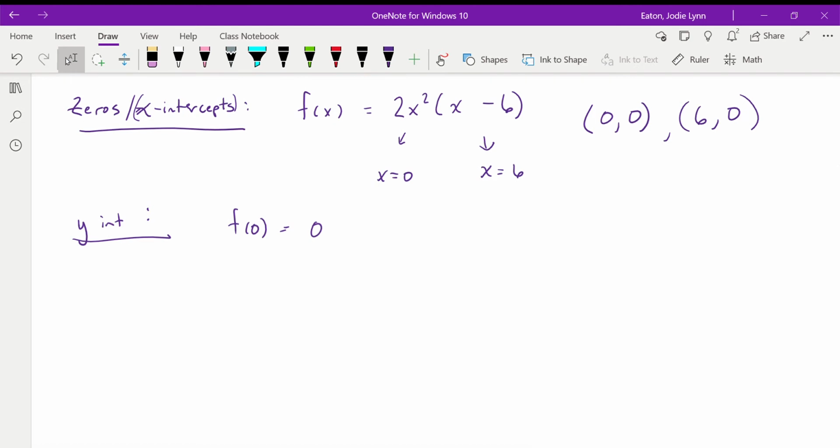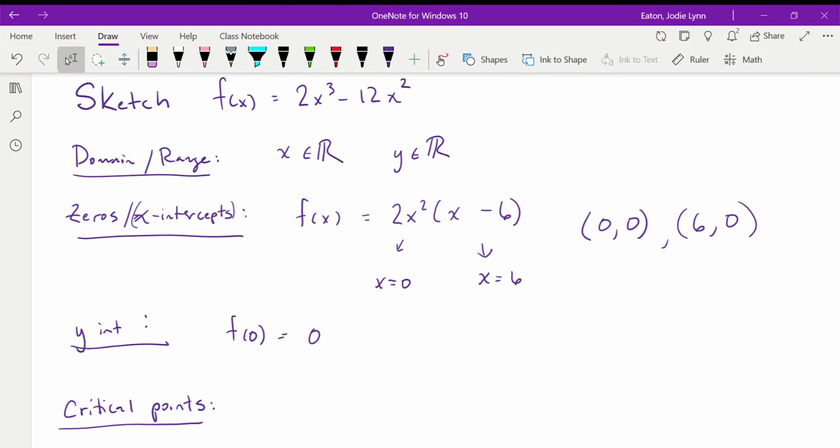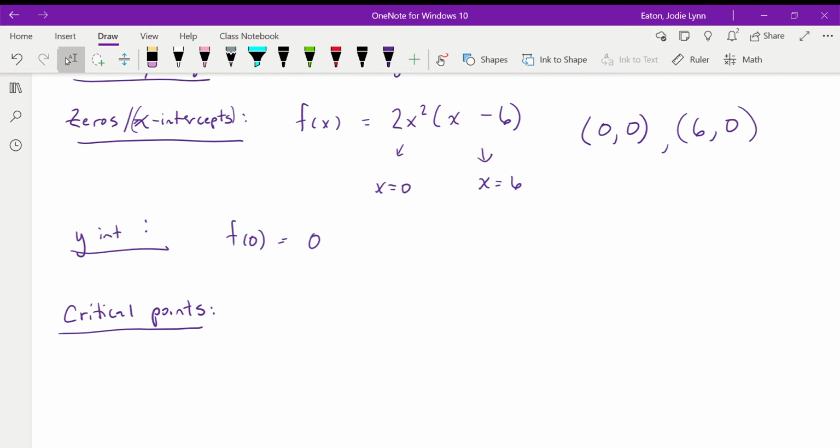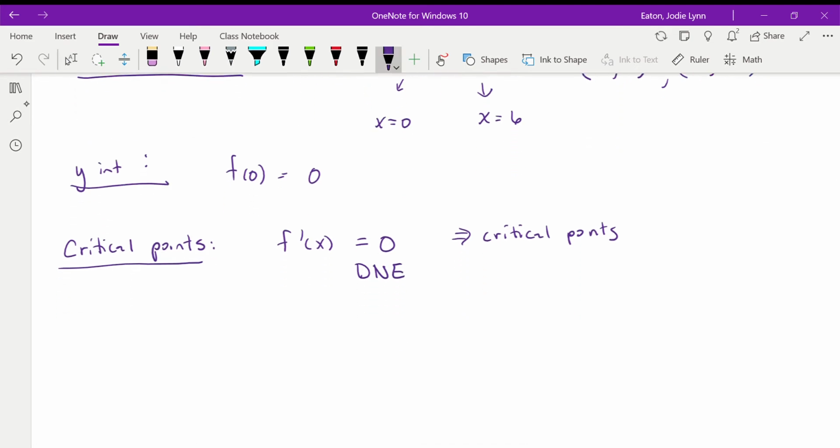Entering the calculus stuff, the next thing we're going to look for is critical points. The way we're organizing this is we're looking at things that involve the function, f of x. Now we're going to look at what we can discover by using the derivative, f prime of x. So we're looking at f prime of x equals 0, which gives us critical points. We also want to know where f prime of x does not exist. So let's find our derivative. Those will both give us potential critical points.